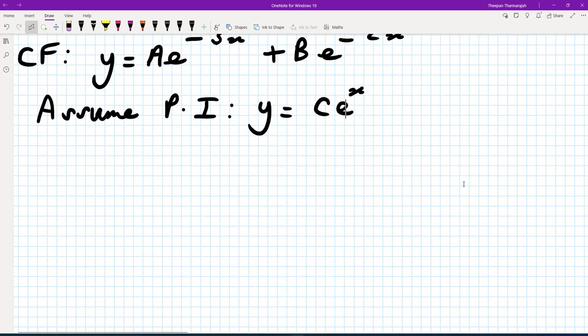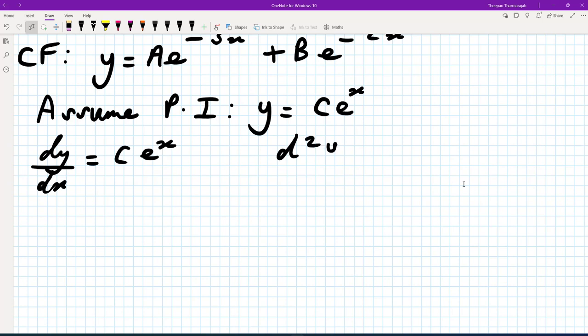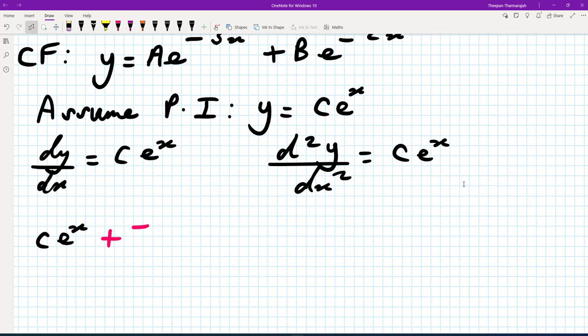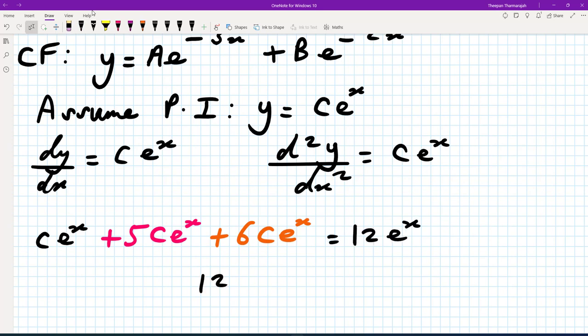So dy by dx will simply give me c times e to the x, and likewise d squared y by dx squared is c e to the x. So we're going to get c e to the x plus 5 times dy by dx. That's 5 times c e to the x plus 6 times the particular integral. Now that's equal to 12 times e to the x. So we get 12c e to the x is equal to 12e to the x. Therefore c must be 1.